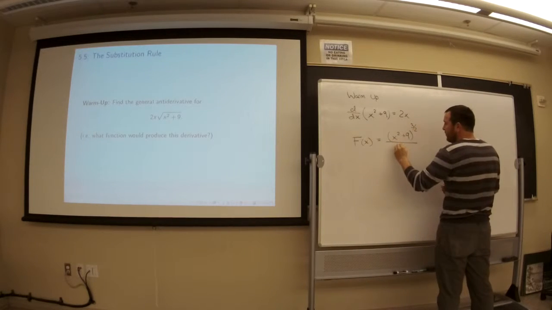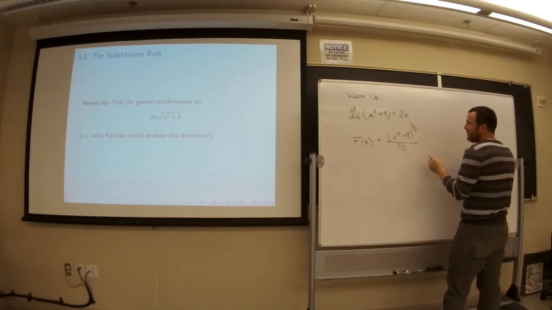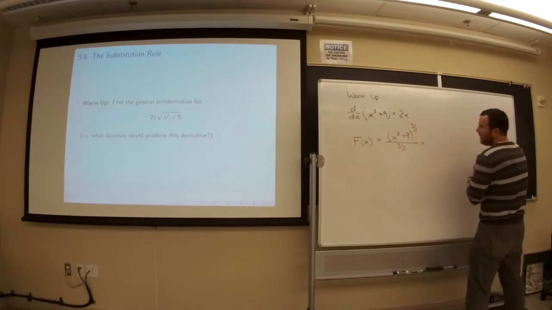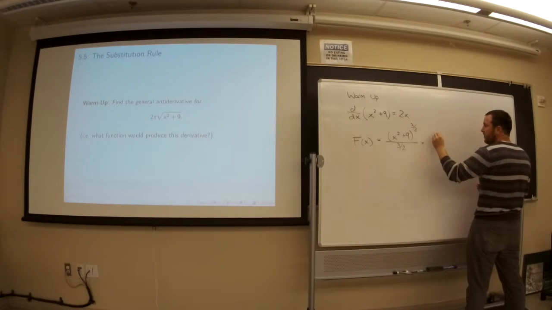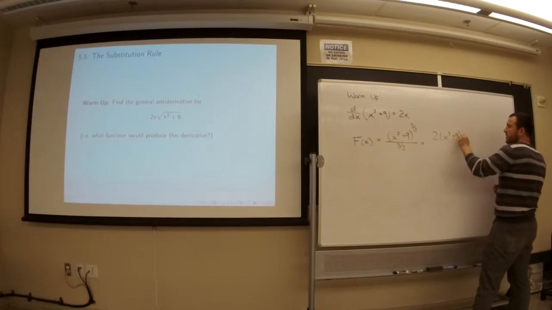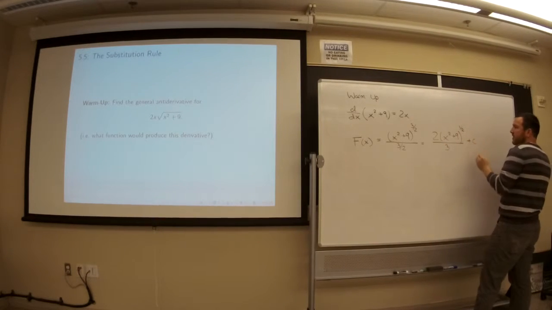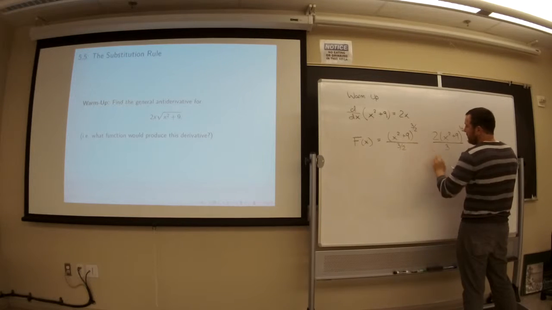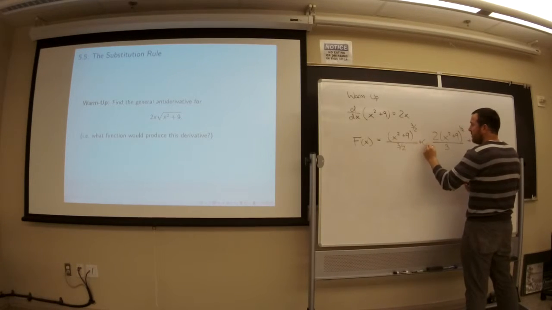And then divide by that new power, 3/2, and then we can just flip it and write it as multiplication by the reciprocal. It'll be 2 times (x squared plus 9) to the 3/2, divided by 3. And plus C, since we wanted the general antiderivative.